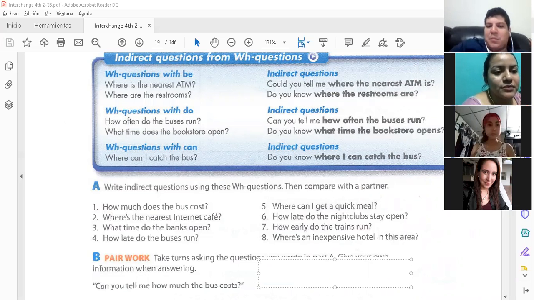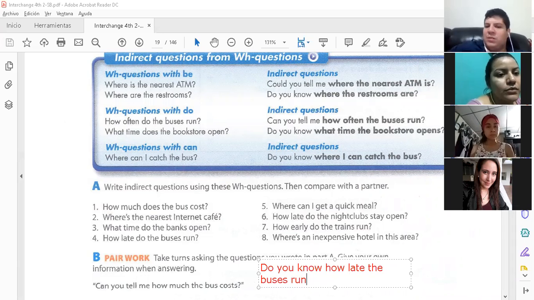Do you know how late the buses run? Run. Why? Because the subject is plural. Because the subject is plural, exactly. Y aquí mismo le da el tip, porque el do está normal, sin el does. All right, good job. Number five, where can I get a quick meal?